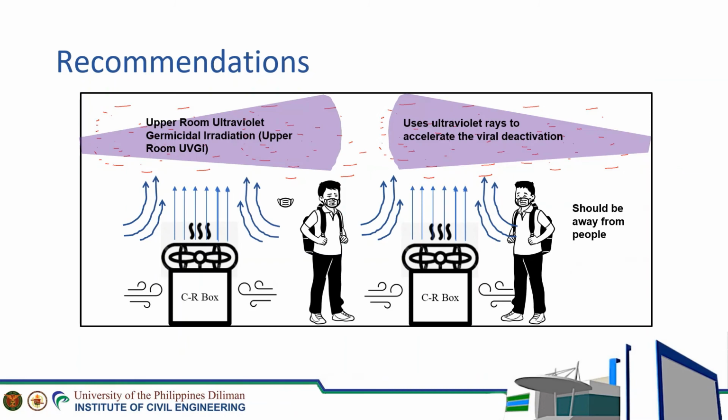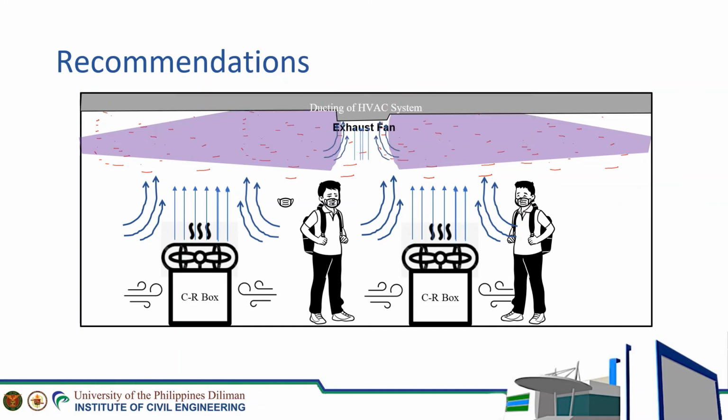The upper room air, where the aerosols are directed to either by CR boxes and buoyancy, is then subjected to upper room UVGI to deactivate the viruses. Of course, install an HVAC system if necessary.